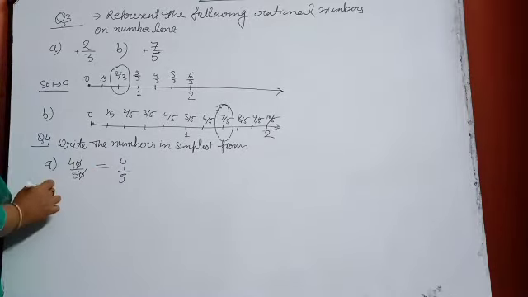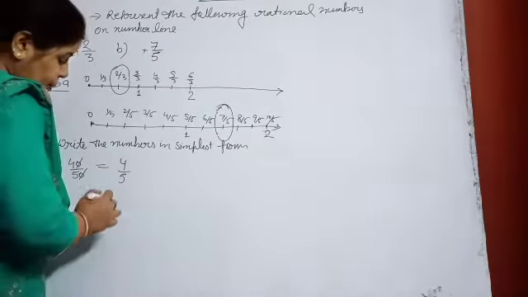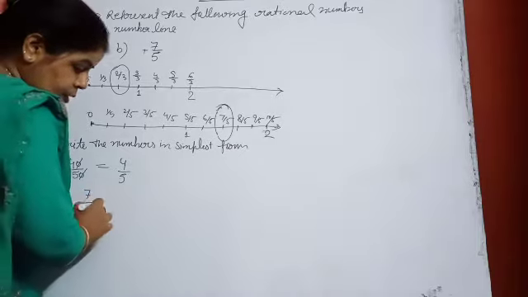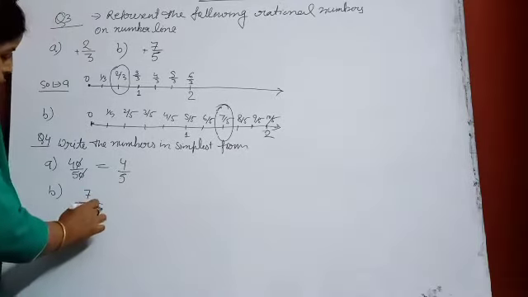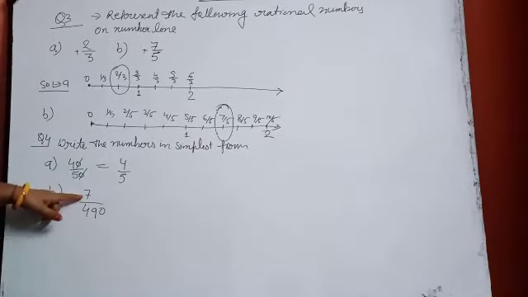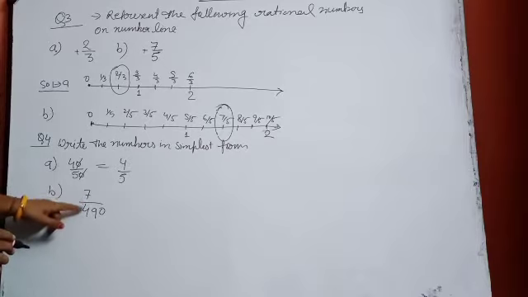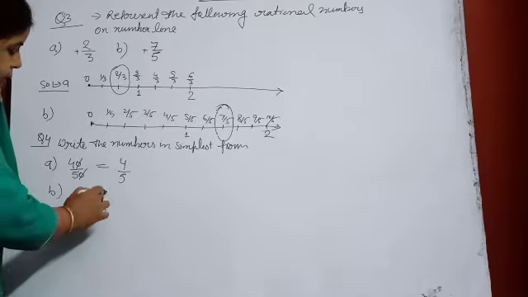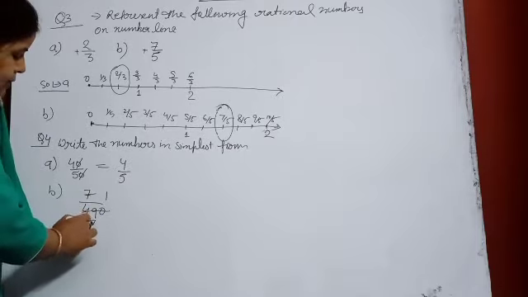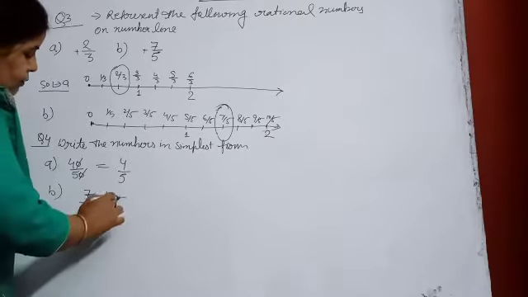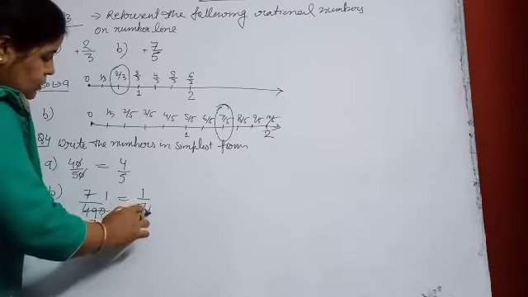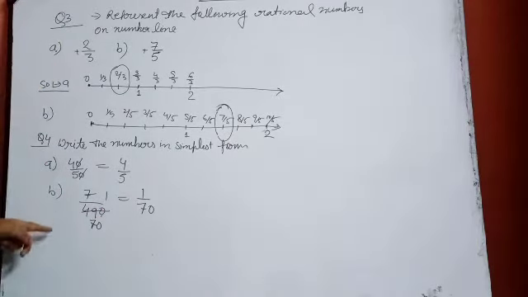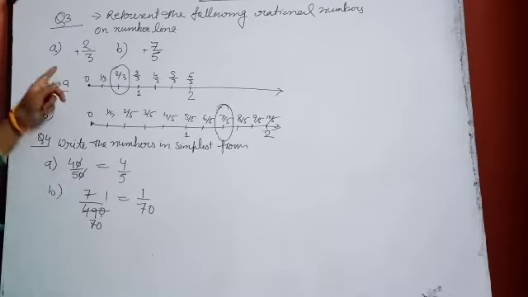And part B, see that 7 upon 49. You just see that 7 and 49 come in the same table, so they may be cancelled. 7 ones are 7, 7 sevens are 49. So what will be its simplest form? 1 upon 7. So in this way you can complete. One more part is there and that part you will perform yourself.